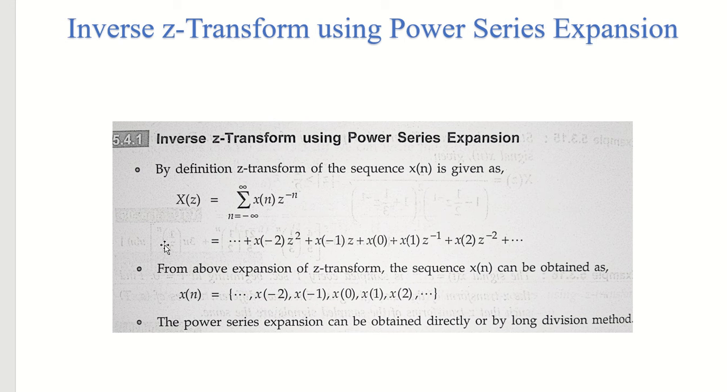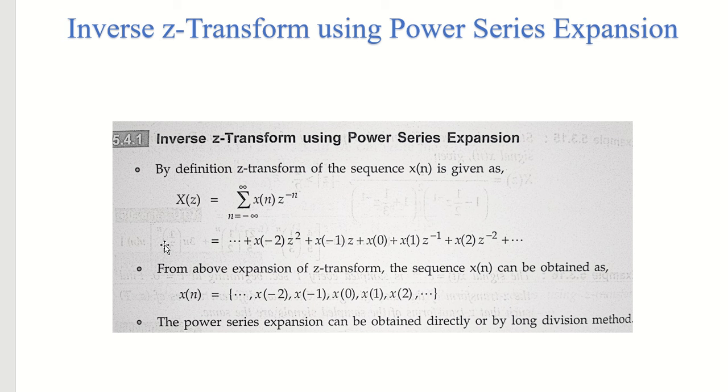Now talking about the inverse Z transform, there are three ways we can obtain the inverse of the Z transform. The first way is the power series expansion. We can use partial fraction expansion in order to find the inverse Z transform, and we can use contour integration in order to find the inverse Z transform of the signal. So first one is the inverse Z transform using power series expansion.